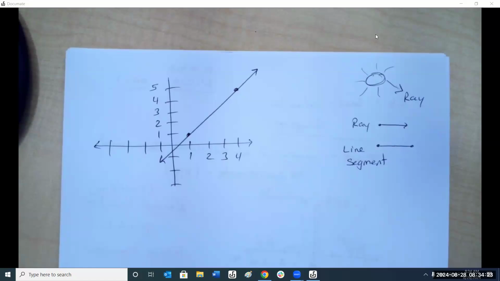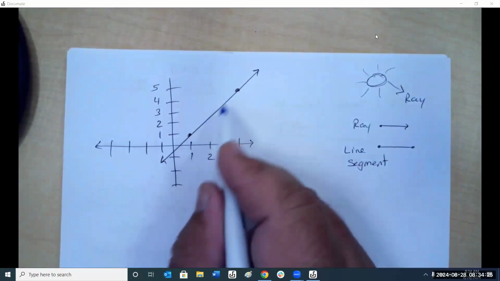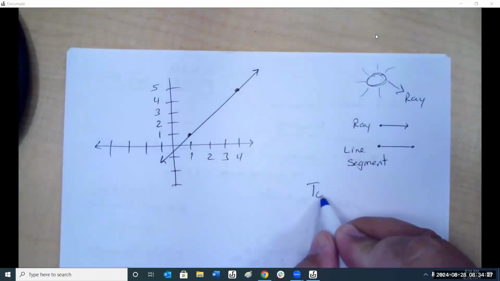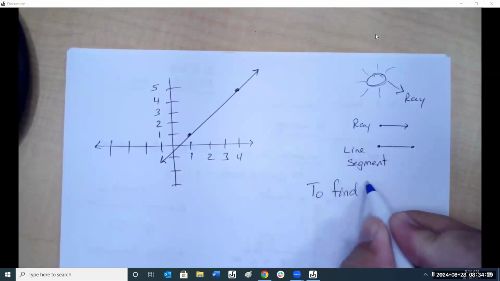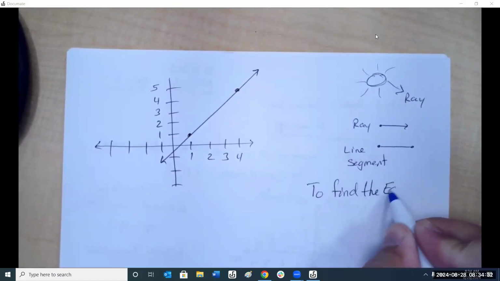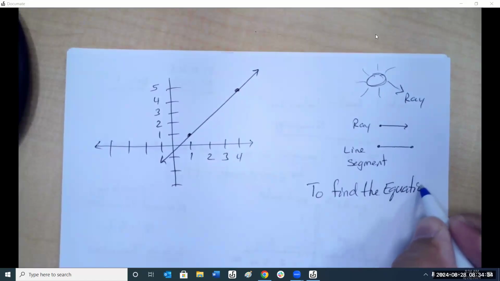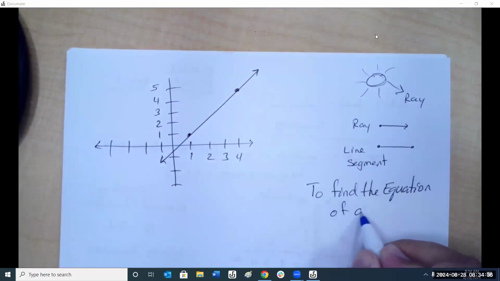So now, how do we find the equation of a line?